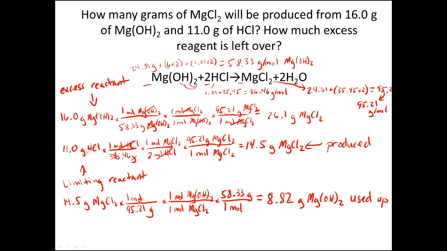So be careful here. This is not what the second part of our question is asking for. It's asking us for how much excess reagent is left over. So we want to know, of those 16 grams that we started with, how much did we have left? Well, if we used up this much, we start with our total of 16.0, and we're going to subtract our 8.82 because that's how much we used. And then we're going to end up with how much we have left over. And so that's going to be 7.2 grams of magnesium hydroxide left. And so that's our final answer right down here.